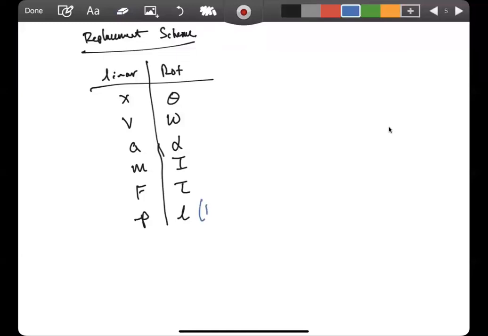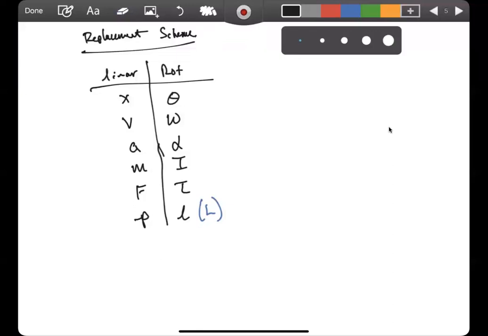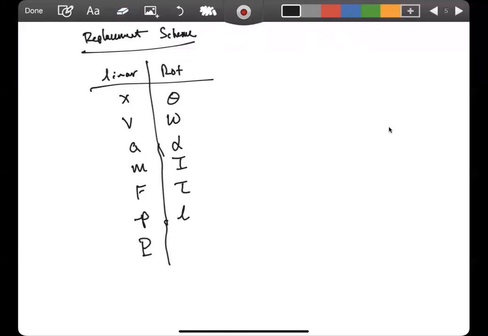Capital or lowercase angular momentum, depending on what I'm talking about. So technically, capital P is the total. Be a little more concrete about that. Anyways, if you remember the linear, all you have to do to get the rotational is simply turn it into the appropriate variable.